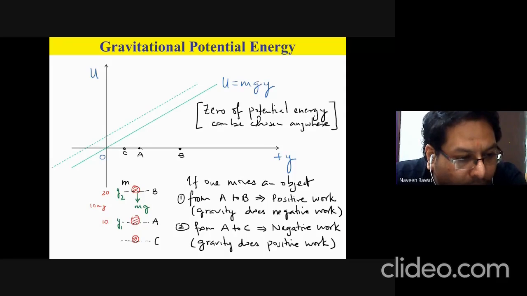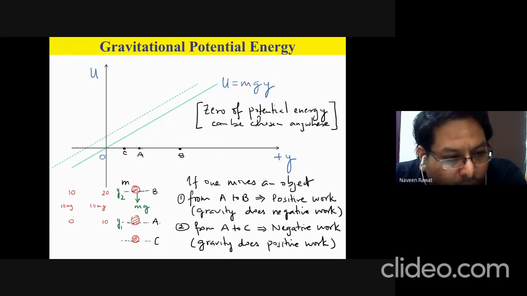Again, this reference point we could have chosen as 0, and then the difference between y1 and y2 would again be 10, right? And even in this case, if you choose A as 0, then again you would get the same value of 10 mg as the potential energy gained, because the difference between y2 and y1 will always be the same, and that is your height of 10 meters.